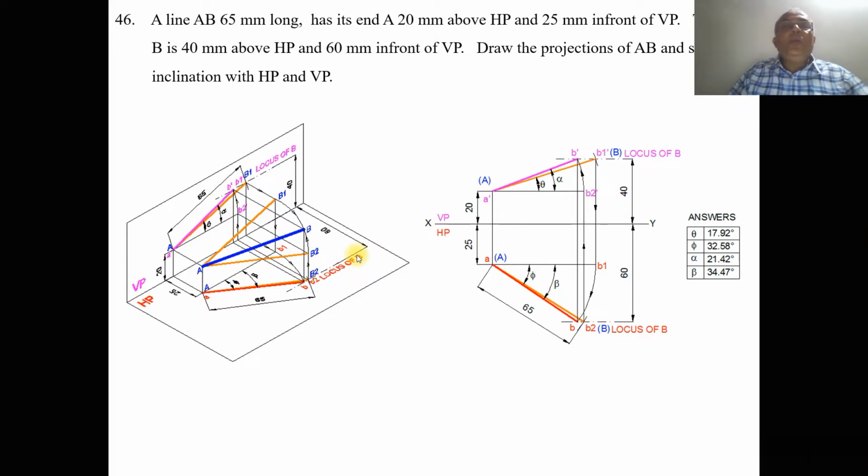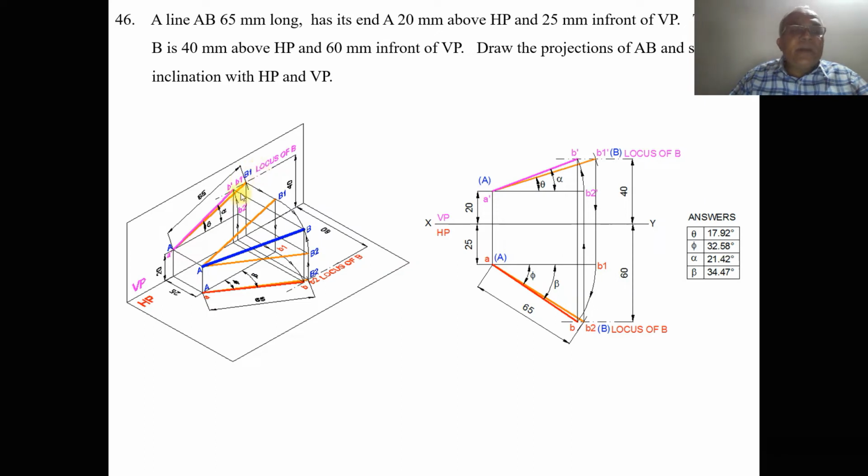Now we need to identify the true length here, which is 65 mm. So here, first, you know A and you know the locus of B. You take 65 mm and you mark this on the locus of B, so you are going to get AB1, wherein you have the length of 65 mm. When you look from the front view, that image will fall on the vertical plane. So you will get this as the true length line, which is 65 mm.